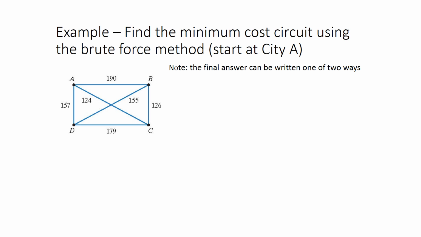So let's see how this works. Find the minimum cost circuit using the brute force method, and we will start at city A because it tells us to.